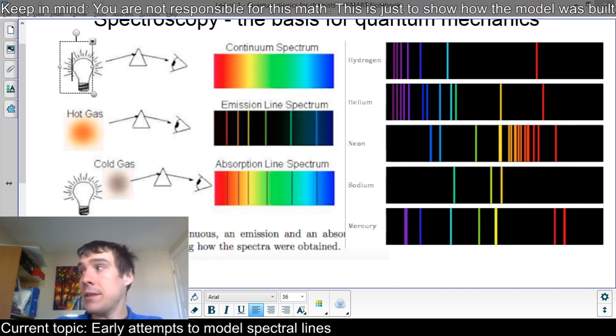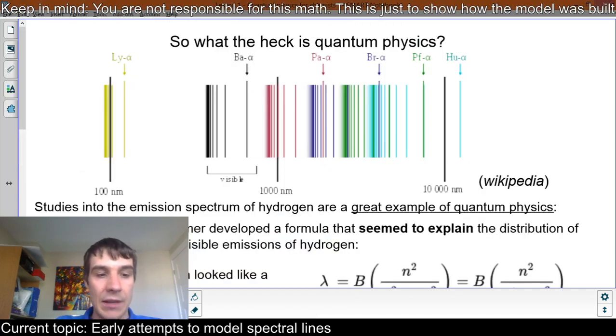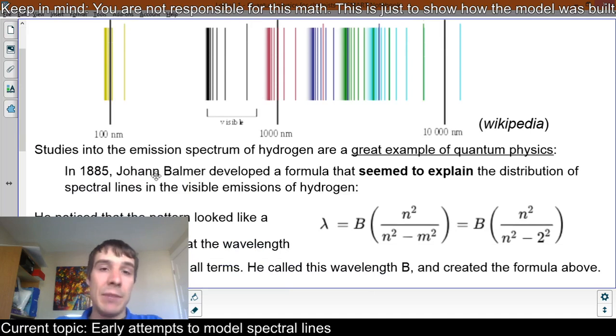Okay, we're back off pause, and we're going to talk about early attempts to model spectral lines, specifically the hydrogen spectral lines to start off with. When we look at this, if you said it looks kind of like a quadratic, like something getting further away and accelerating, like in physics, you would be in the ballpark of what Johann Balmer thought in 1885.